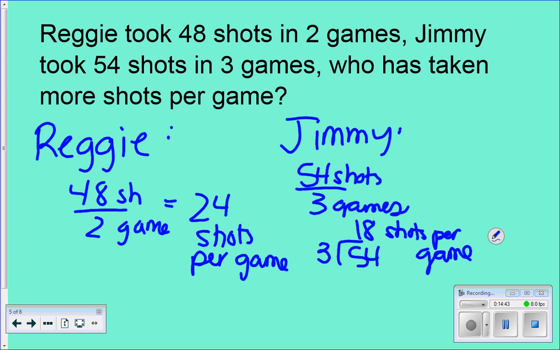So who shot more? Reggie did. Definitely Reggie. He sounds like a ball hog. 24 shots in a game? How many is that in a quarter? 6 shots in a quarter? Is that a lot? I feel like that's a lot. Maybe not. Especially if you don't get in until the first 3 minutes of the game. You can keep writing. That's fine.